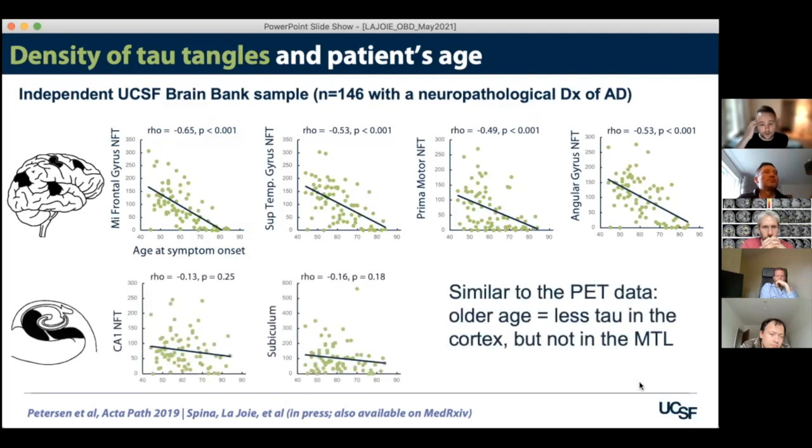And when we probe the hippocampus, we actually don't see this relationship. It's a very weak relationship. So the finding from the brain bank was really interesting because it really confirmed what we see with PET, that older age of onset is associated with less tau in the cortex, but not in the medial temporal lobe. So it's not just that there's less tau overall, it's the pattern, the distribution is a little different between early and late onset.